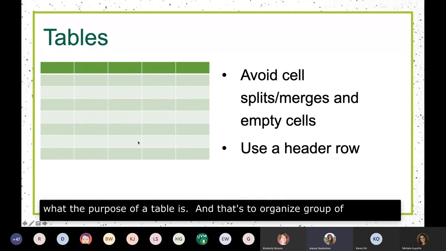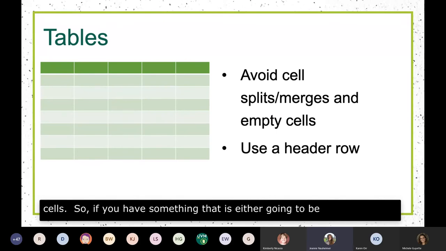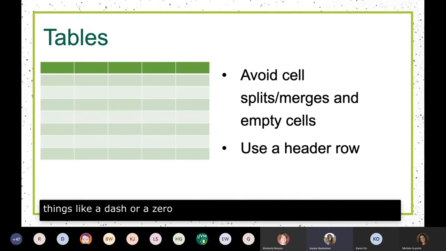So that has to keep our priority. Some do's and don'ts for table accessibility include avoiding using a cell split or merge, as well as having empty cells. So if there's not a value assigned to a table yet, using things like a dash or a zero to indicate that cell does have something there is going to be helpful for a screen reader.